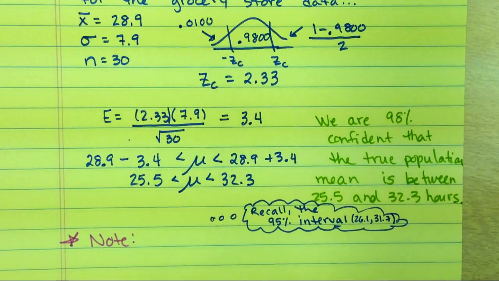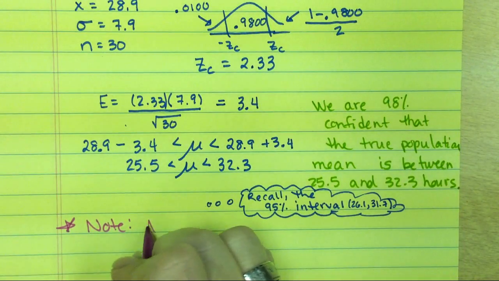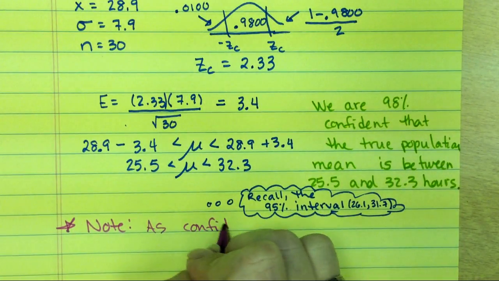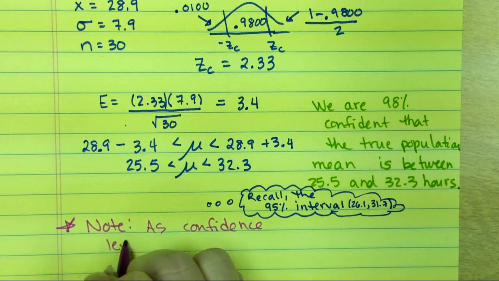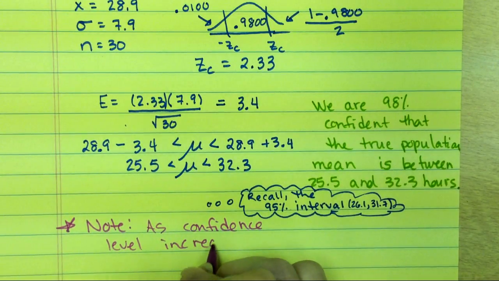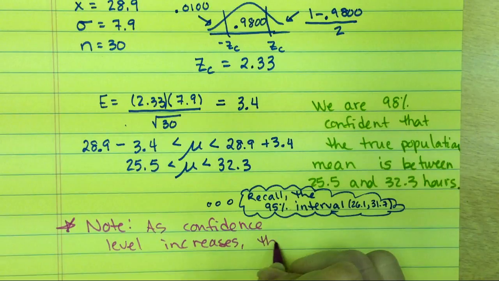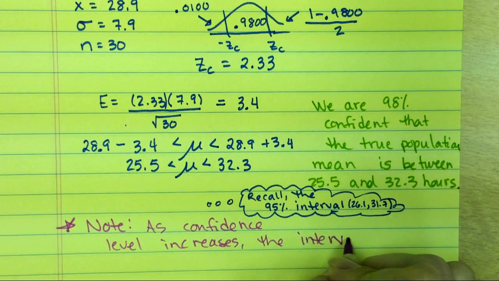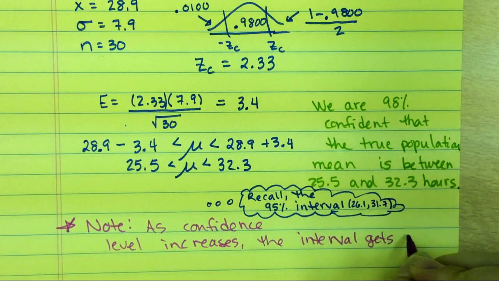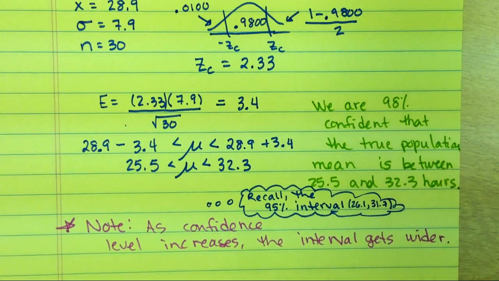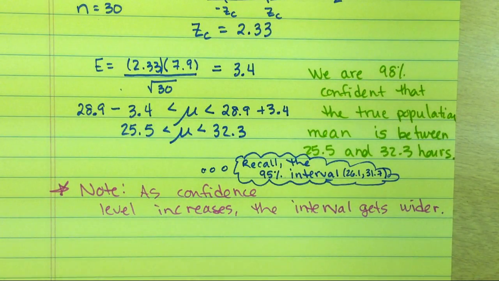So we want to make a note of that. As confidence level increases, the interval gets wider. So we can be more and more confident, but the more confident we are, the wider our interval. So it's kind of like less impressive to be that confident that you can hit a large target.